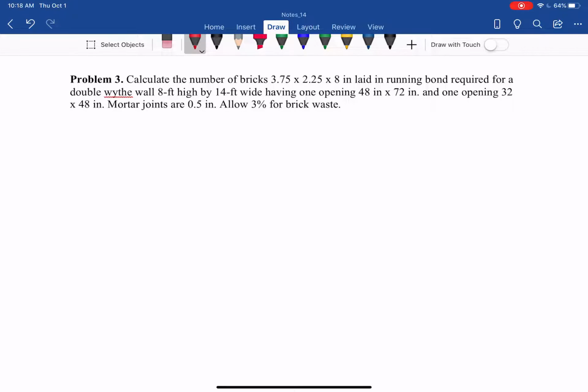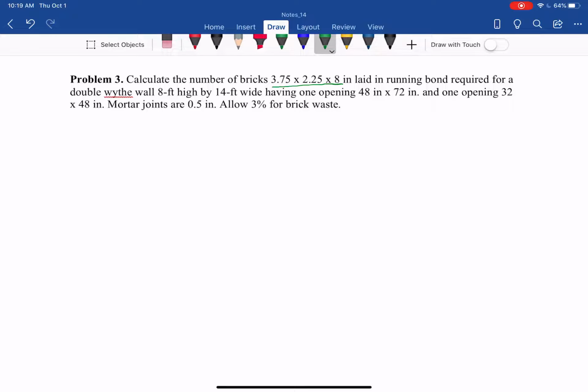Problem 3 for masonry construction: we need to determine the number of bricks required, and they give us the size of one brick, 3.75 times 2.25 times 8, laid in running bond, required for a double width wall. That is double width, so it's 2 layers, as you saw in the previous lesson video.